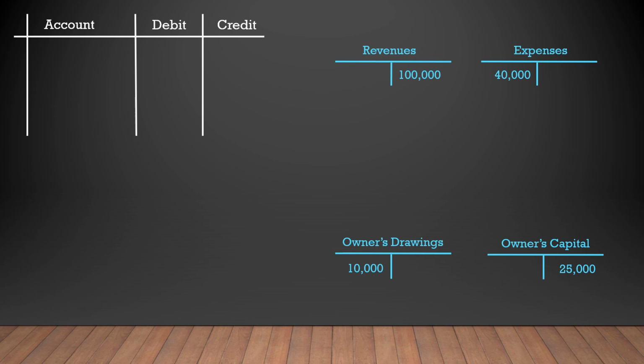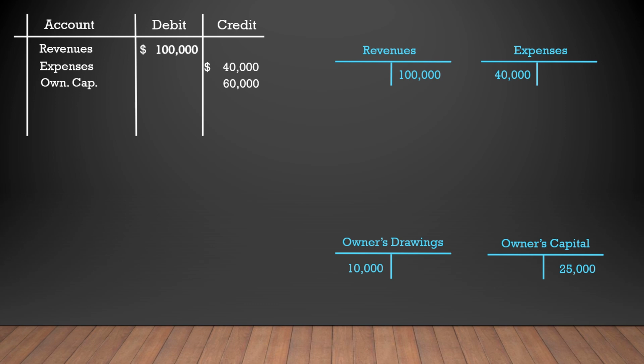Let's talk more about these closing entries. I'd like to re-illustrate what I just said with a separate, simpler example. Imagine we have the following balances in revenues, expenses, owner's drawings, and owner's capital. The general process we just saw was to first debit revenues and credit expenses for their respective balances, then plug the difference to owner's capital.